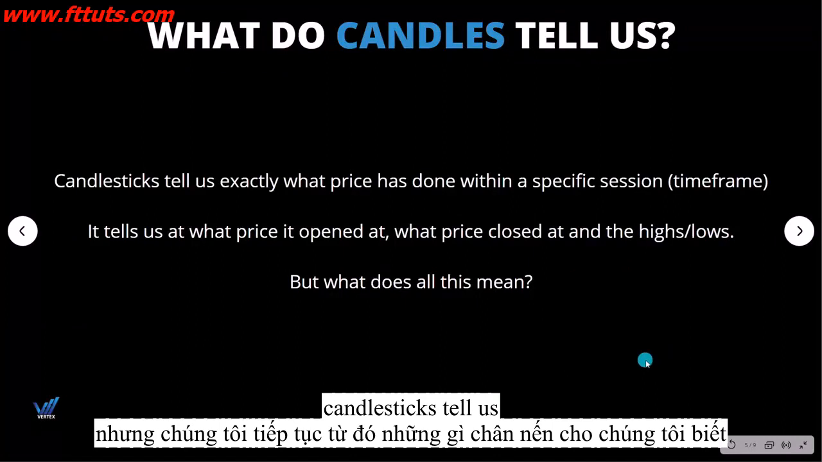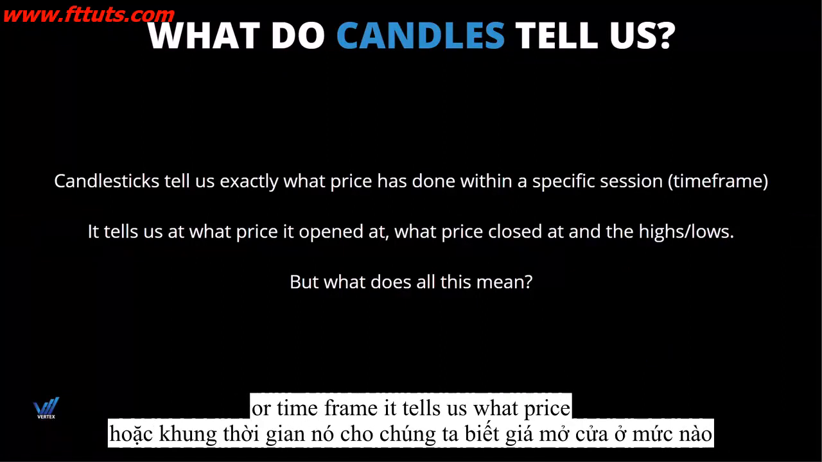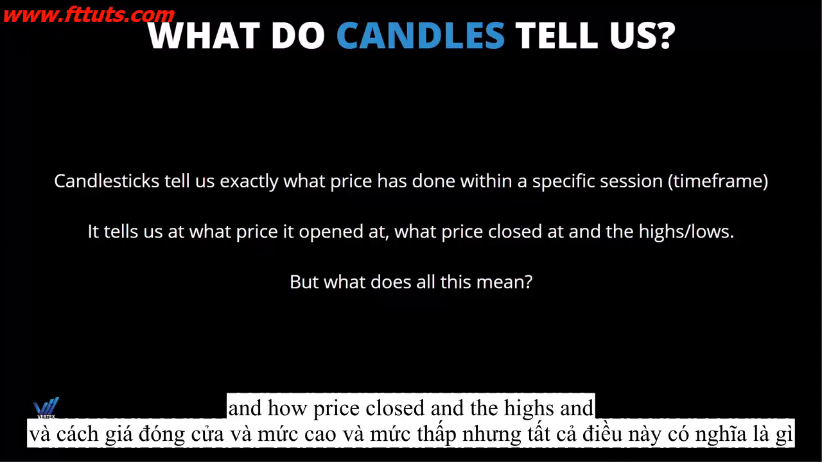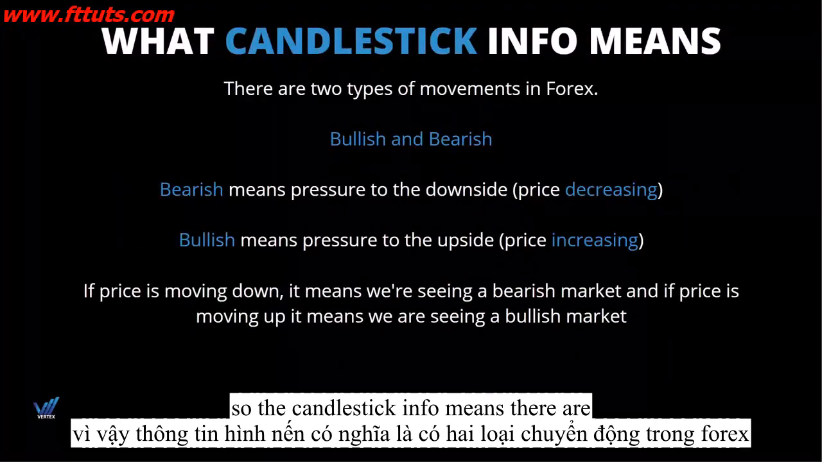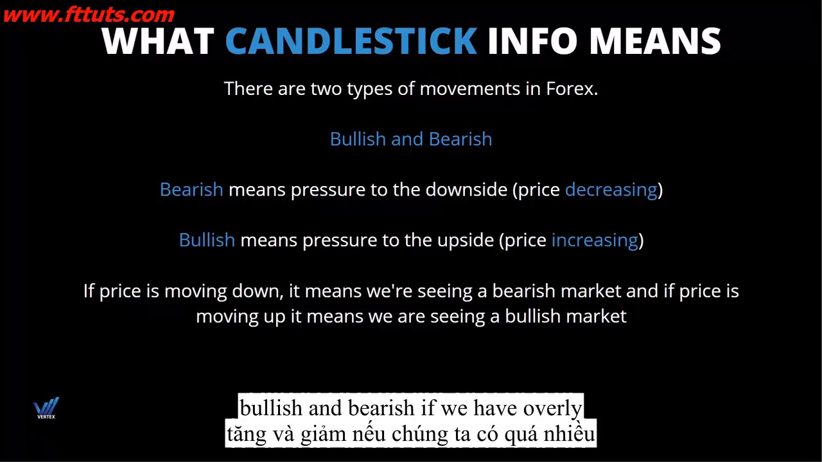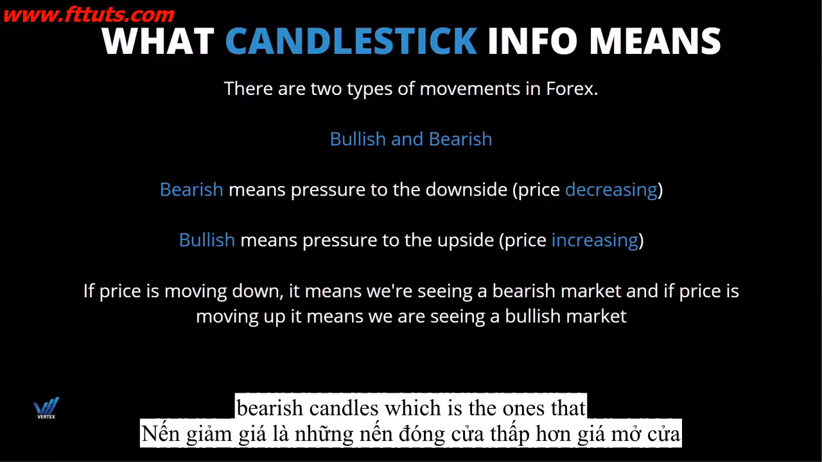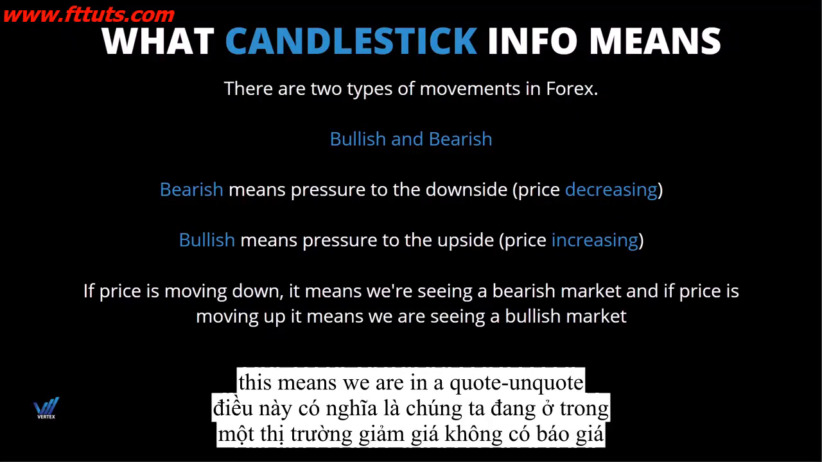What do candlesticks tell us? Candlesticks can tell us exactly what price has done in a specific session or time frame. It tells us what price opened at and how price closed and the highs and lows. But what does all this mean? So the candlestick info means there are two types of movements in Forex, bullish and bearish. If we have overly amounts of bearish candles, which is the ones that close lower than they open, this means we have pressure at the downside and price is decreasing. This means we are in a quote-unquote bearish market.